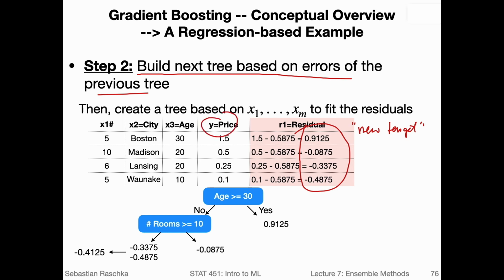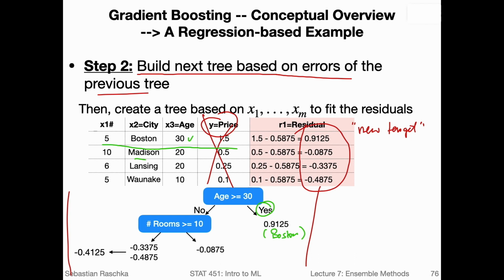Instead of fitting a tree on y, we are ignoring this now. We are only focusing on R1, which is kind of like our new target variable, and then we fit our tree on this variable. Here I sketched out how a tree may look. For instance, consider the first training example. For the first training example, we have an age greater or equal to 30, right? So this is true. So it's a yes, and this would then basically be the Boston data point.